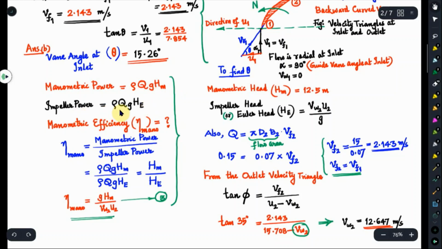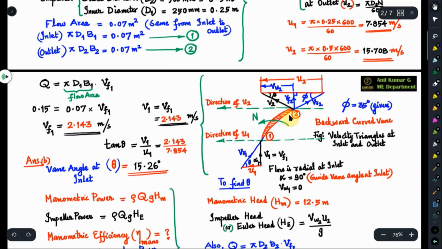Impeller power is rho q g h e, and h e is the impeller head or Euler head, that is the theoretical head impressed upon the liquid by the rotating impeller, and the impeller head or Euler head is given by Vw2u2 divided by g, provided Vw1 is 0. In order to get the impeller head, we need to get the velocity component Vw2 at outlet. So for that purpose, first of all, let us find out the velocity of flow at outlet.